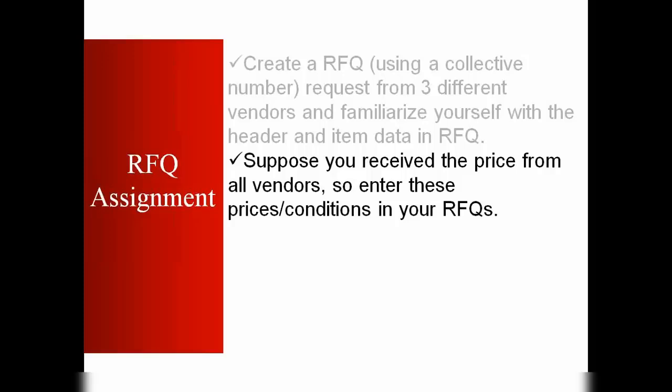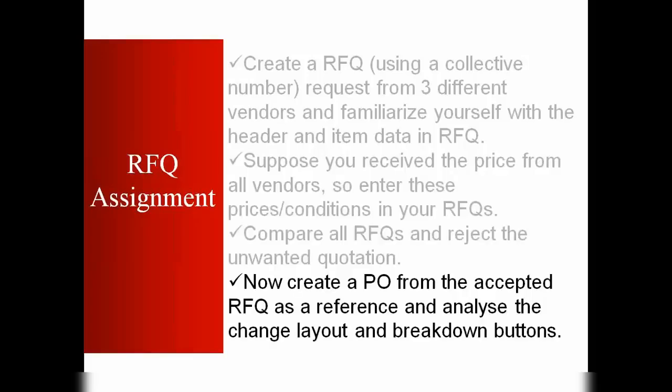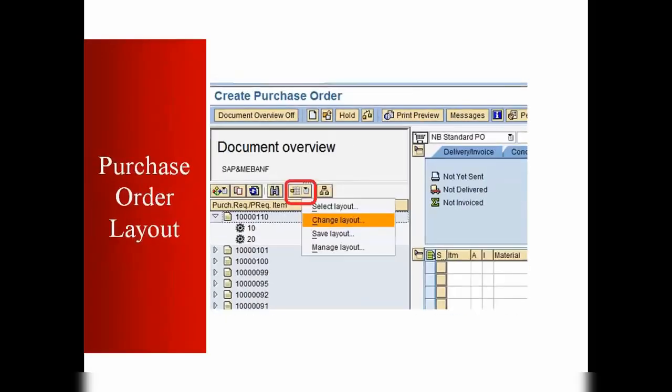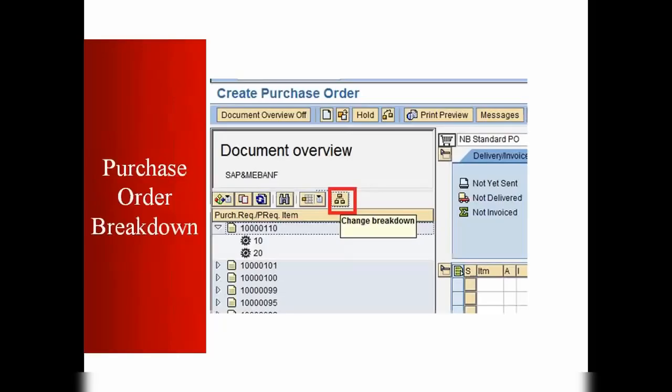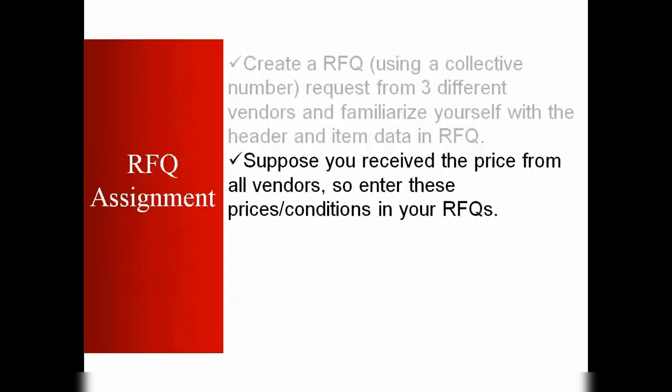Then compare all the RFQs and reject the unwanted quotations, and finally create a purchase order as a reference from the one that you like for the quotation, and also play with the change layout and the breakdown buttons. Okay, as I just did with this breakdown and change layout. Just play with the settings and see how they work. Okay, so that's the end of the first part.